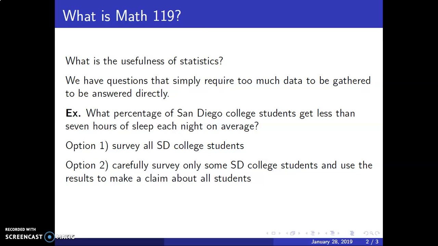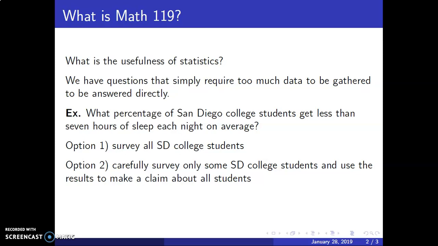Okay, but option number 2 gives us a really good alternative. Let's carefully survey only some San Diego college students and use the results to make a claim about all students. So we learned about the sampling methods. That's why the word carefully is there. We want to carefully, in one way or another, get a good representation of all of San Diego. And once we have that, it will probably be less than 1,000 college students, depending on how we go about it. That's very realistic.